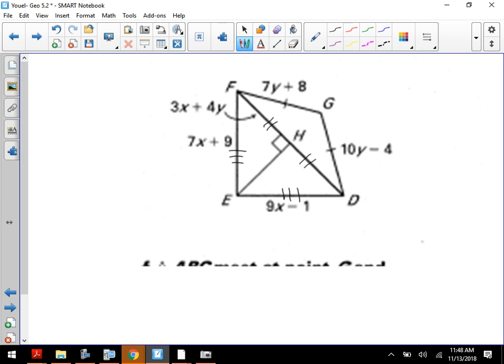We're not dealing with any angles, there's no 180s. That helps.